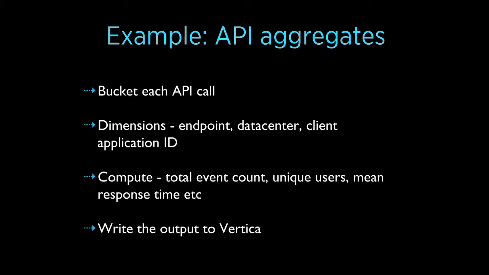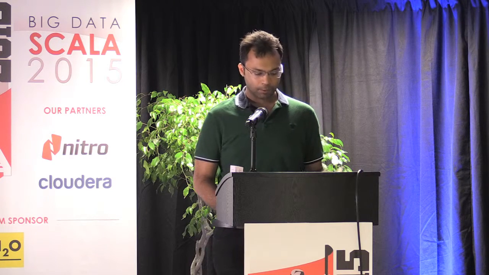So going through a couple more examples just to drive home the point before we dive into some of the more details about how Tsar is implemented. If you look at the example of API aggregates, which means that multiple calls are made by different client applications to Twitter's API, I want to bucket by each API call, and I want to group on some dimensions, which might include the endpoint that the call was made in, the data center, or the client application ID that was used to make the call to that particular API. As a person at Twitter, I might want to compute various metrics, which might include the total number of calls made to that API endpoint, the number of unique users that access that particular endpoint, the mean response time for that particular endpoint, and so on.